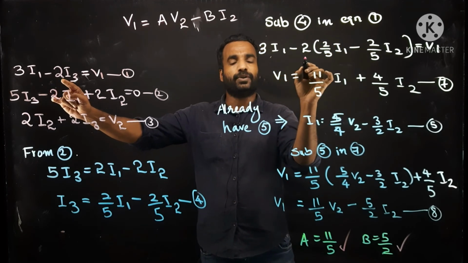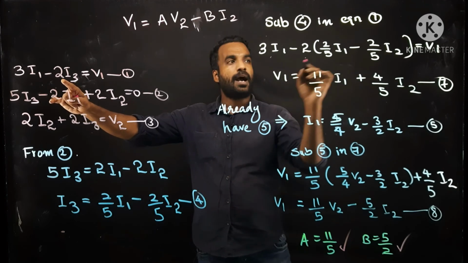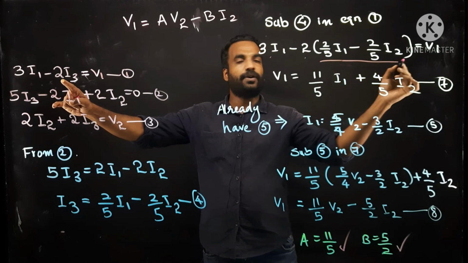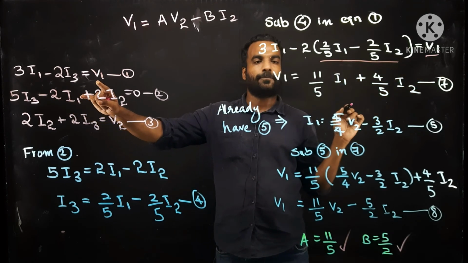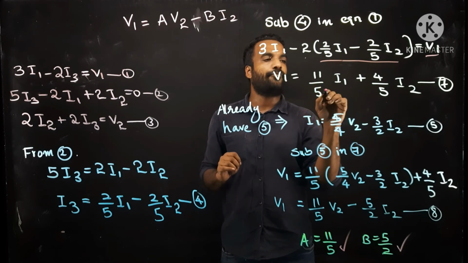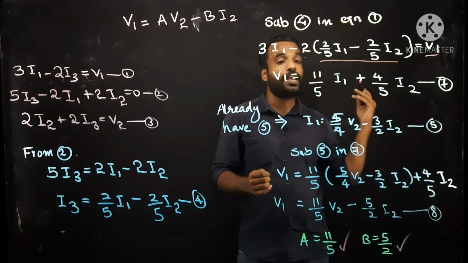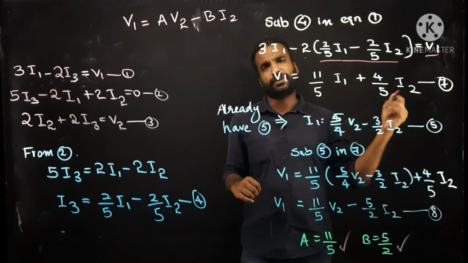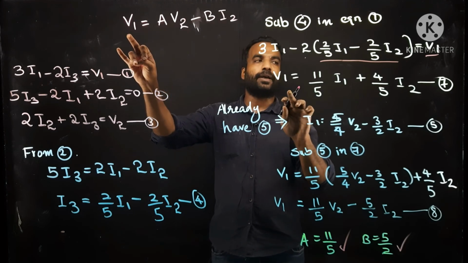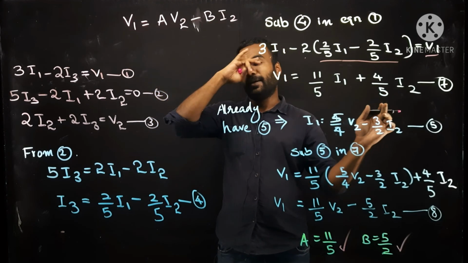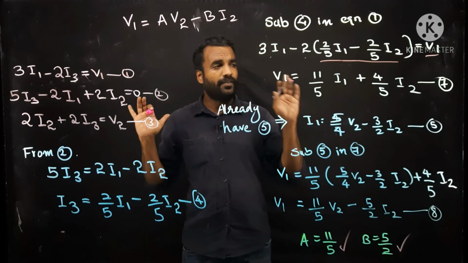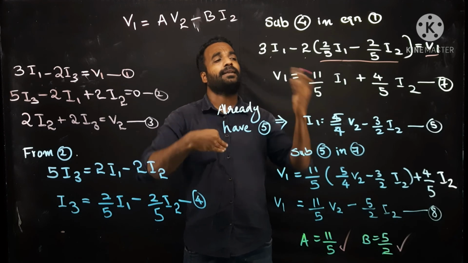3i1 minus 2 into the substitution, 2 into 2 by 5 i1 minus 2 by 5 i2, that is equal to v1. So open the bracket. v1 will give 11 by 5 i1 plus 4 by 5 i2. That is equation number 7. Now check. Is this in the standard form? v1 is okay and i2 is also okay. But here i1 comes. That is not permissible. Anyhow i1 is there. How can we eliminate that i1?